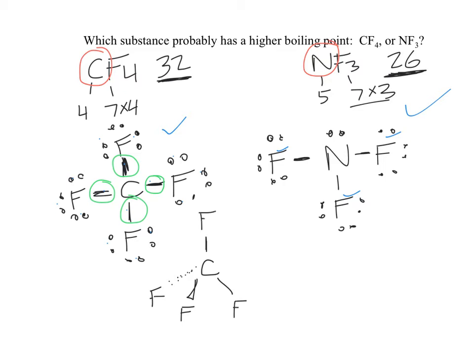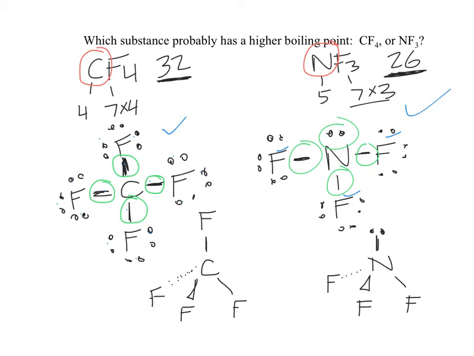Do the same thing with NF3. 1 group, 2 groups, 3. So it also has 4. So it also has 4 groups coming off it in a tetrahedral-like shape, which again is like a tripod with the top on it. The difference is this N only has a pair of electrons up here. It doesn't have an atom. So this we call trigonal pyramid. So it's basically a tripod. So these are the 2 shapes.